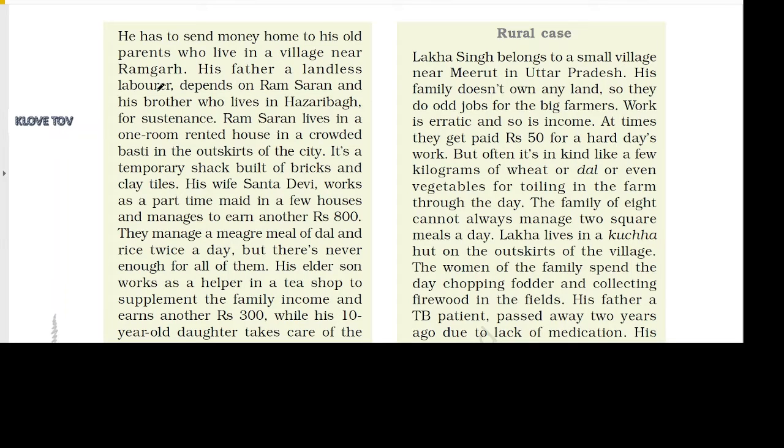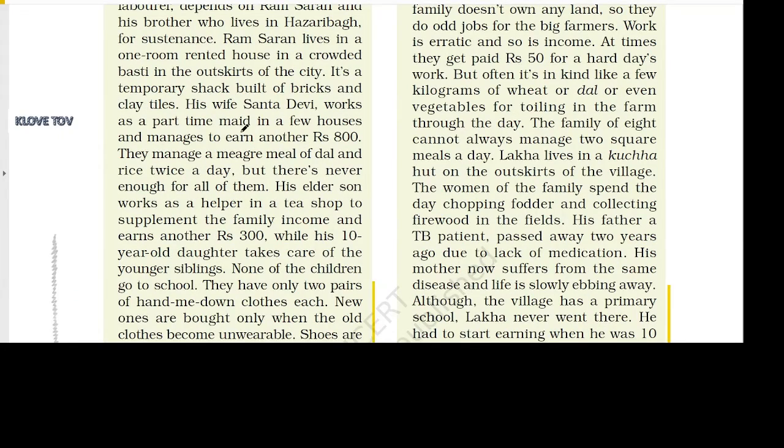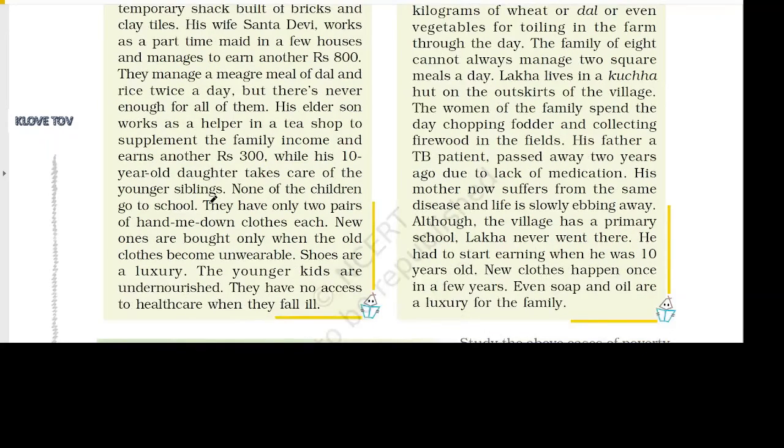His father, a landless laborer, depends on Ram Saran and his brother who lives in Hazaribagh for sustenance. Ram Saran lives in a one-room rented house in a crowded basti in the outskirts of the city. It's a temporary shack built of bricks and clay tiles. His wife, Santa Devi, works as a part-time maid in a few houses and manages to earn another rupees 800. They manage to make a meal, dal and rice, twice a day, but there's never enough for all of them.